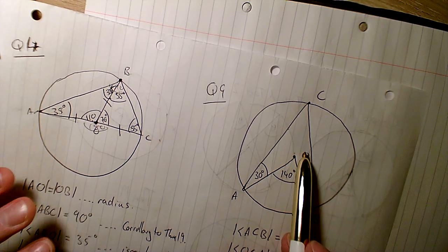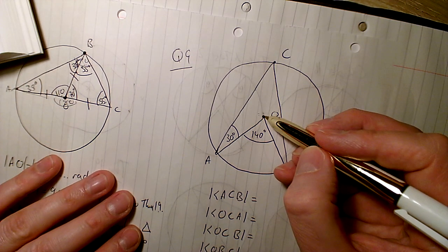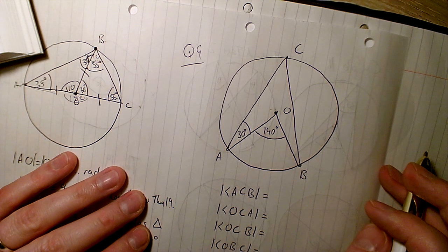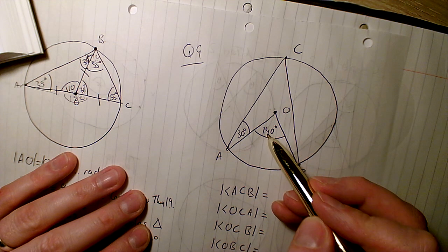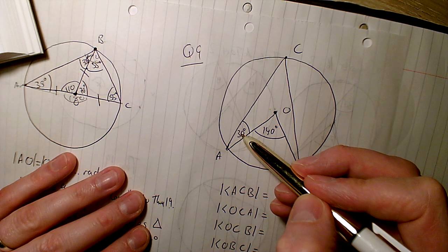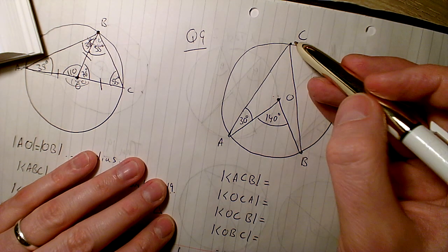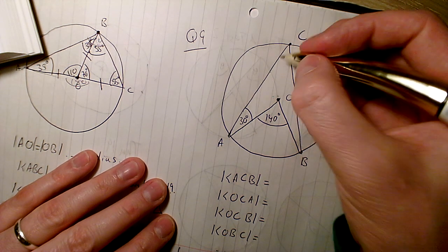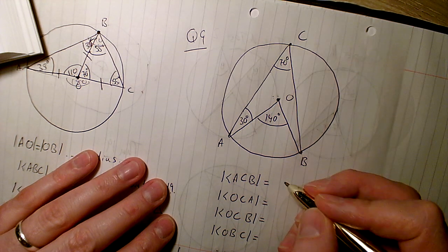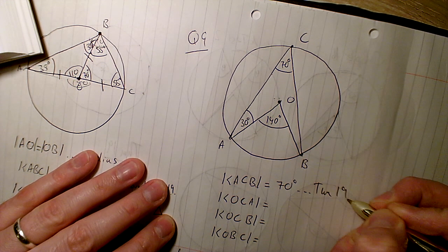Question 9 gives you this diagram here. It says, in the given diagram, O is the center of the circle. The angle AOB is 140 and OAC is 30 degrees. Find ACB. Well, half of 140 is 70, so that equals 70 degrees by Theorem 19.